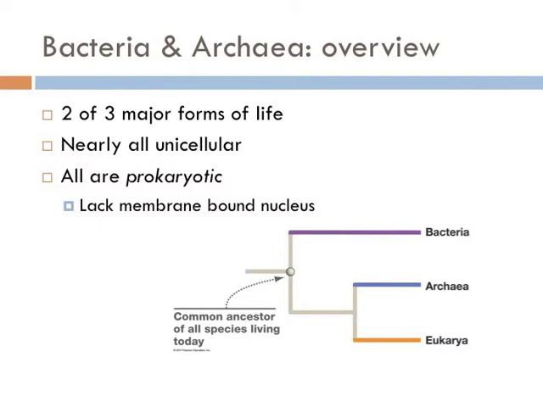Prokaryotes form two of the three major life forms on Earth. They're nearly all unicellular, and they are all prokaryotic, meaning that they lack a membrane-bound nucleus.